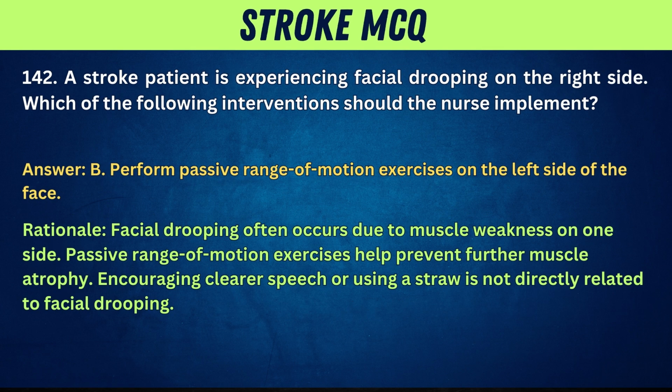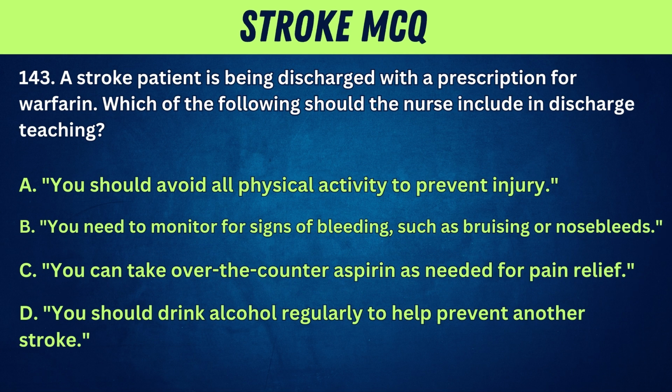Answer: B. Perform passive range of motion exercises on the left side of the face. Rationale: Facial drooping often occurs due to muscle weakness on one side. Passive range of motion exercises help prevent further muscle atrophy. Encouraging clear speech or using a straw is not directly related to facial drooping.